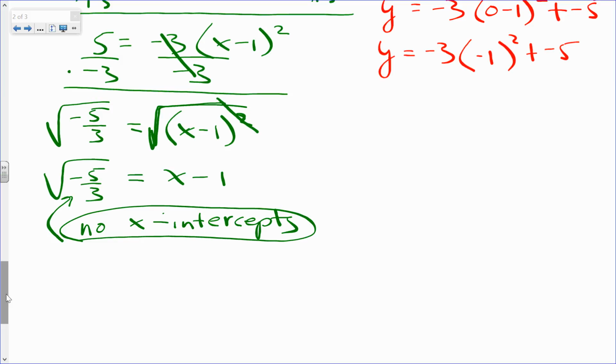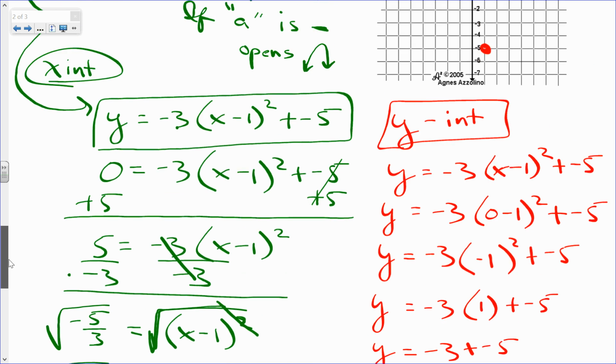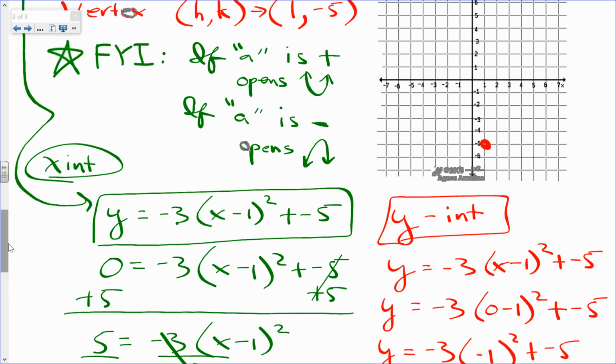What does Aunt Sally tell us to do now? Exponent. -1 squared is +1. What does Aunt Sally tell us to do now? Multiply. -3 plus -5 gives -8. We're graphing, so let's put it in coordinate form. x is 0, y is -8. There's our y-intercept. -8 is right here.